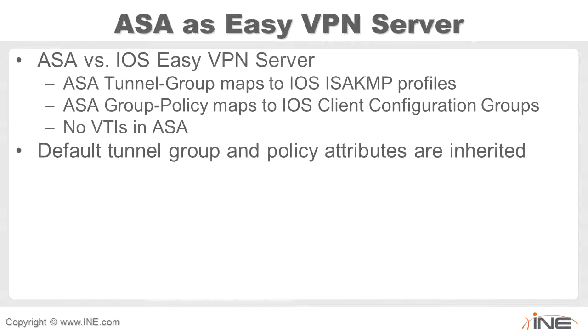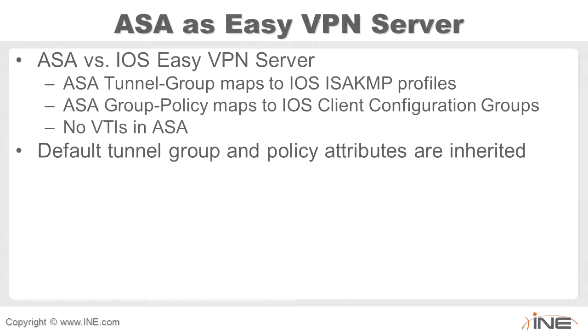Now, another key point to know about the ASA's VPN server is that the default values for the tunnel groups and the group policies are going to be inherited from two different configurations: the default remote access group for the tunnel and the default group policy.